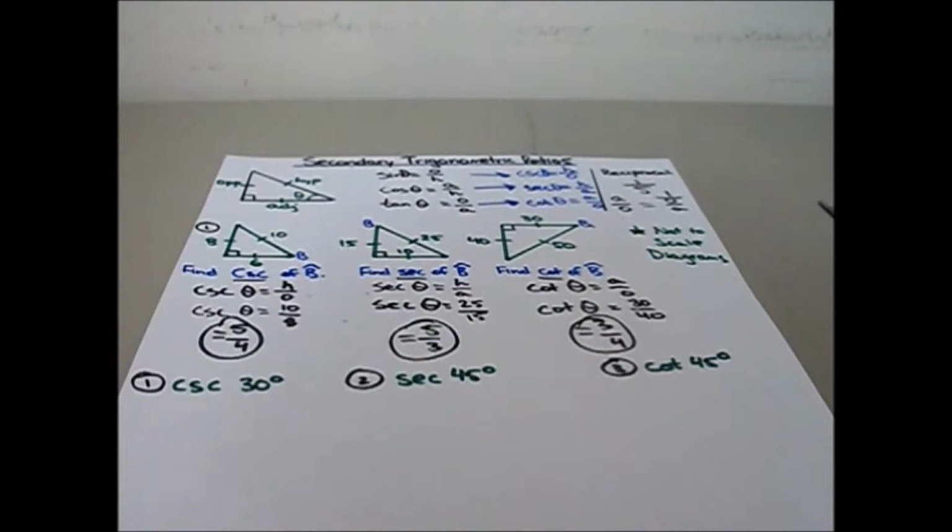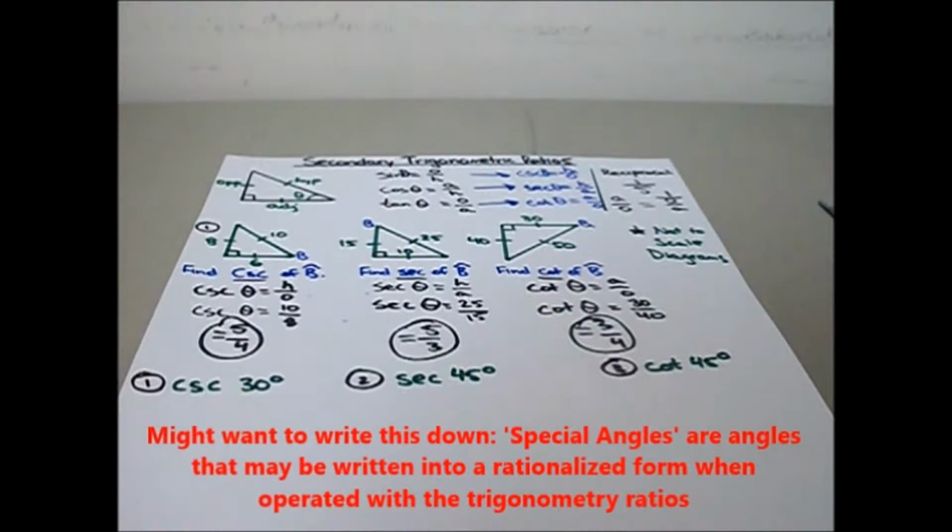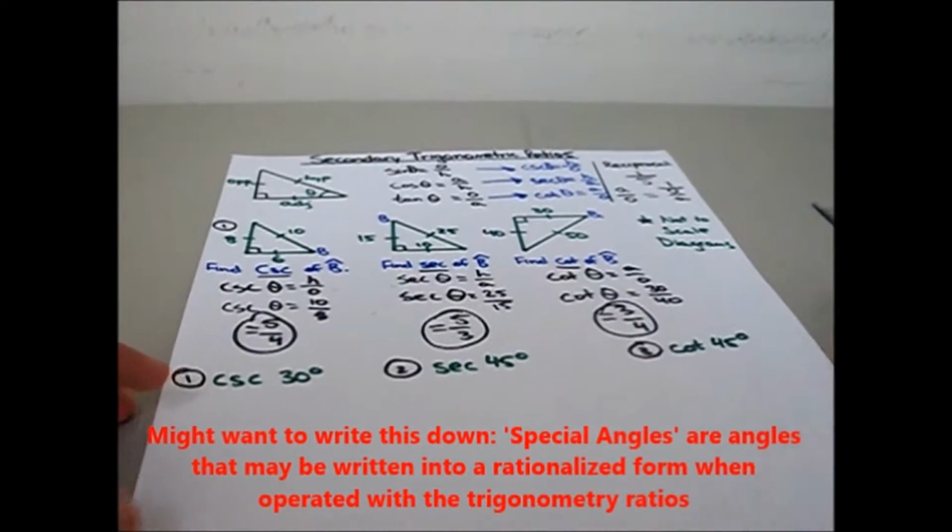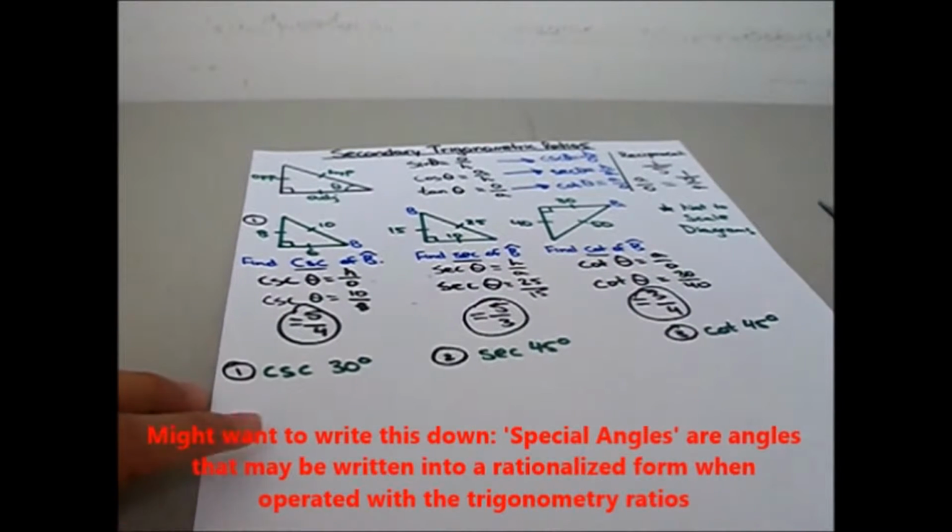Now back to our practice, we're going to be evaluating these angles. These are special angles because they can be written as a rationalized answer. Let me just show you what I mean. We'll start off with cosecant of 30.